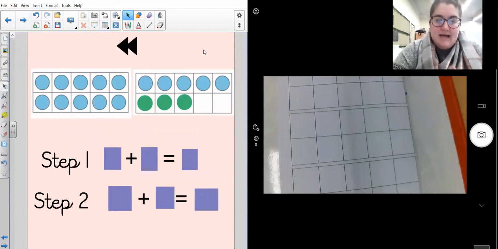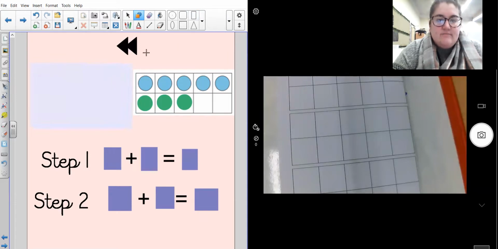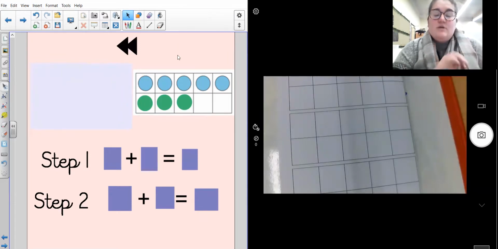So let's have a go at this problem, okay? And what we are going to do, we are going to focus on step one. We are not going to think about step two, so we are not going to think about the tens, okay? So I'm going to put a box over the 10 so that we can just ignore them for a second. And I want you to be able to tell me, please, how many blue circles have we got? So we're going to focus on counting the ones. How many blue circles do we have?